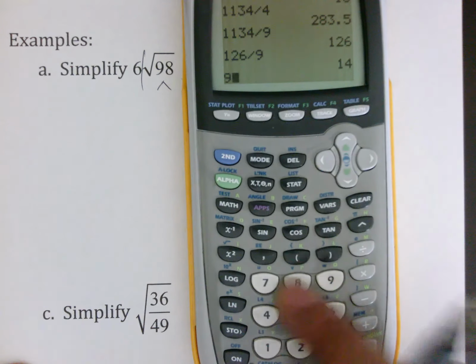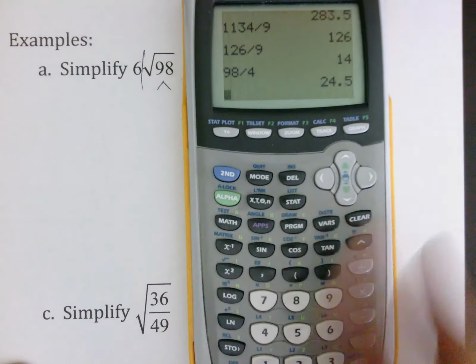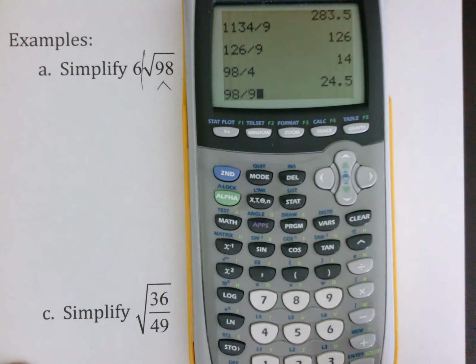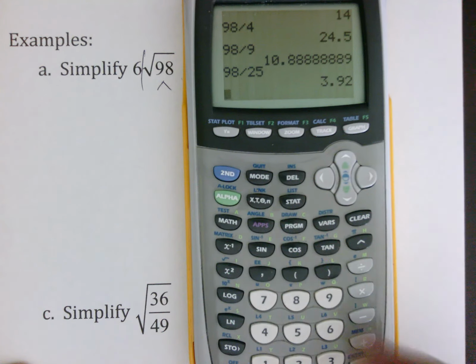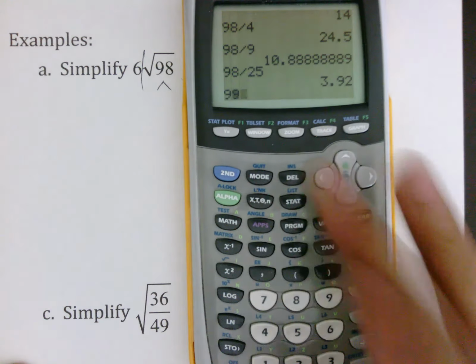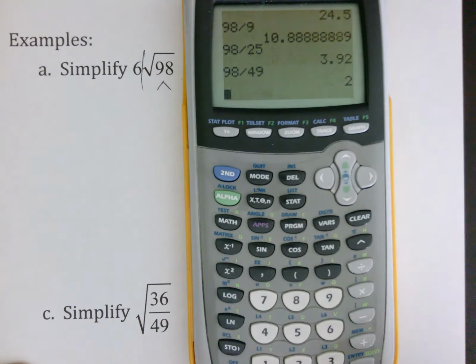So 98 divided by 4 does not work. 98 divided by 9 does not work. So 4, 9, the next one's 25. 98 divided by 25 obviously does not work. 98 divided by 49, and look at that, 49 times 2.